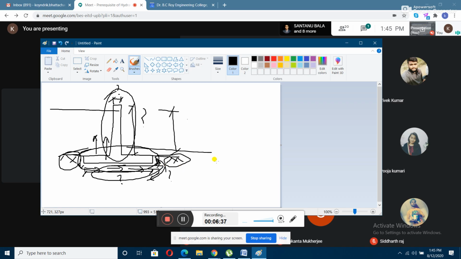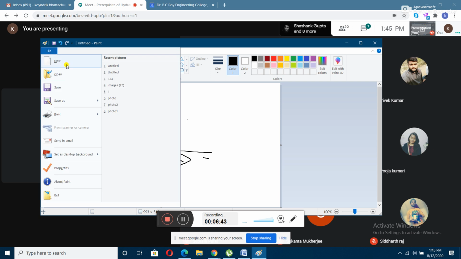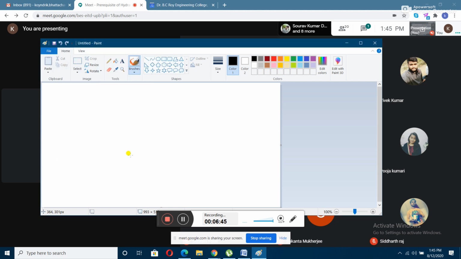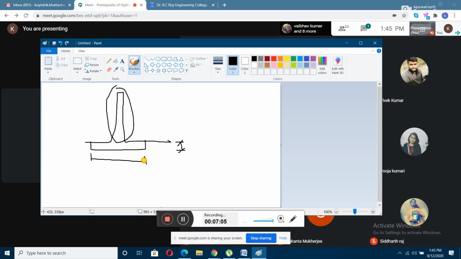So what were the parameters he found out? He found out this thickness. Just hold on. So this is the wall, right? And this is your floor. He did not design it for this part. He designed it for the floor. That is, he found out what will be the thickness of this floor and what will be the length of this floor. He found out these two values only.